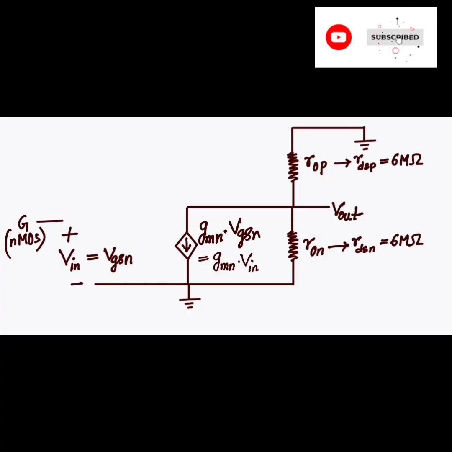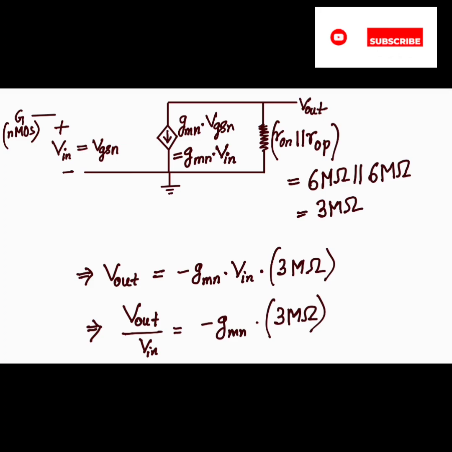So now what's left? We have to find out the voltage gain. Okay, so I have already said that the applied Vin is going to create a current from drain to source, which is my gmN into Vin, and that same current is going to flow through the parallel combination of RON parallel ROP.